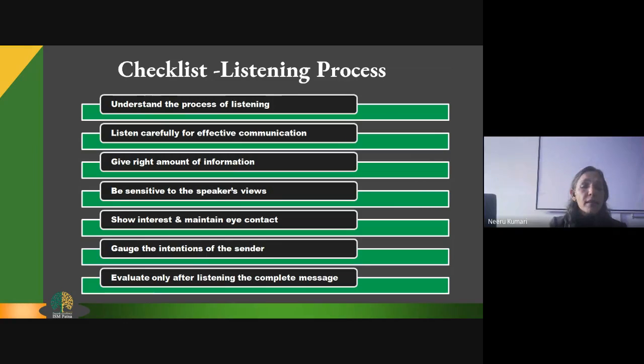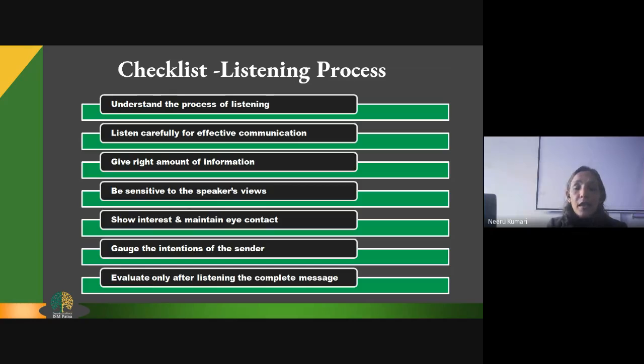So what are the things that you're going to do if you really improve the art of listening? The first thing is it will help you to understand the process of listening in a better way. It will also help you to bring effectiveness in your communication. If you listen well, you can communicate well. If you do not listen properly, you cannot communicate well. So be a good listener first to become a good speaker.